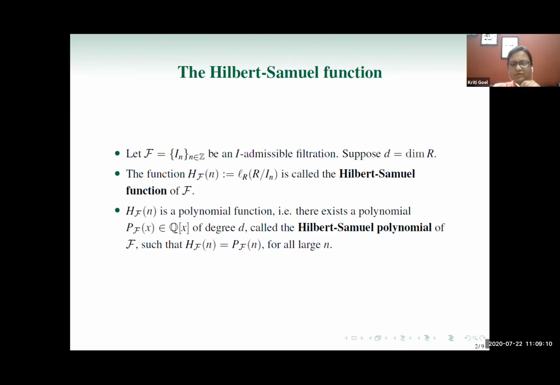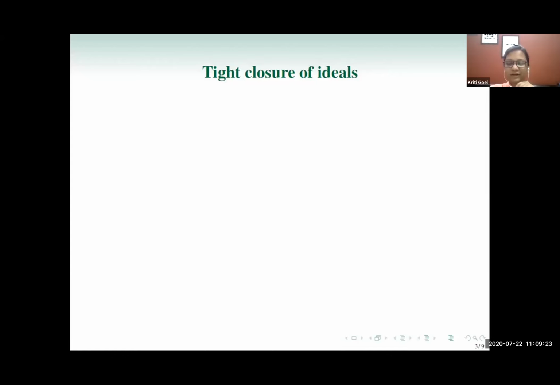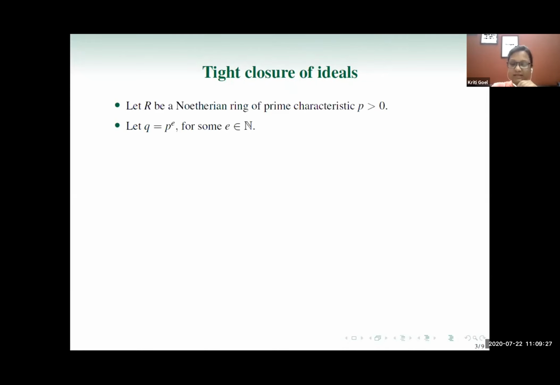So this was a general introduction, but now we want to target a specific closure operation in characteristic p, which we call the tight closure operation, and study it further. Let me recall the definition of tight closure. As I mentioned, we'll be dealing in characteristic p. The ring is a Noetherian ring. By q, we mean the prime power, so q is p to the e, where e is a natural number.